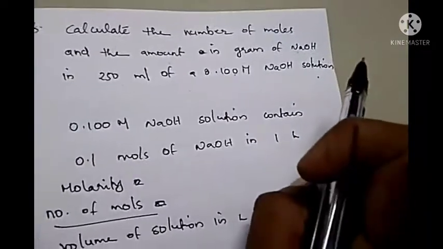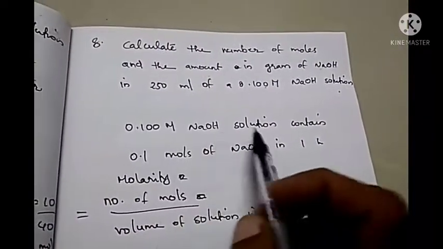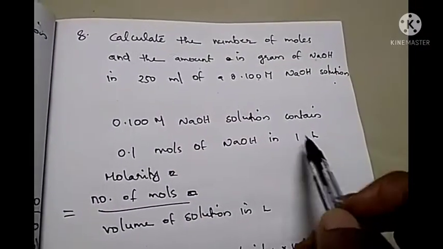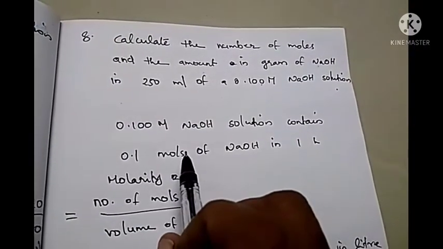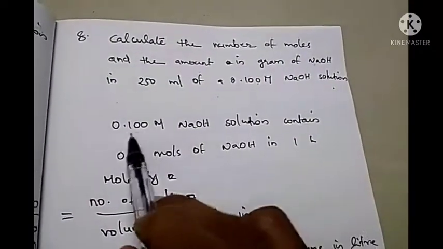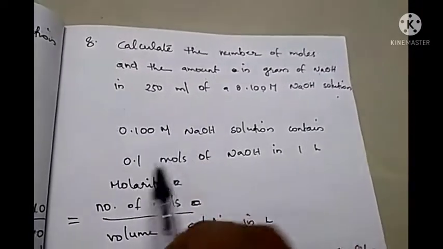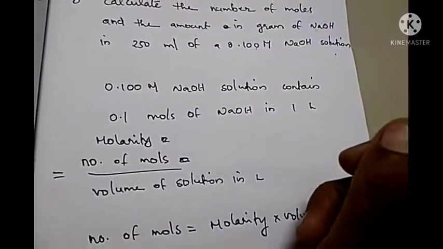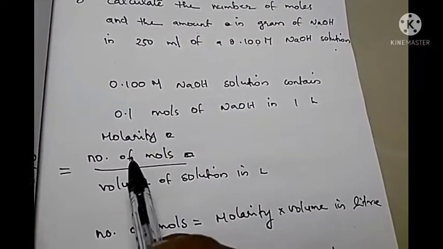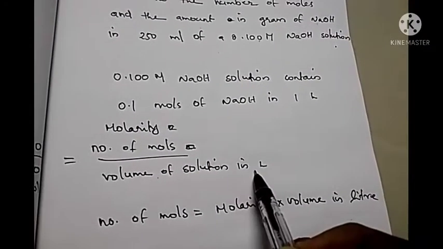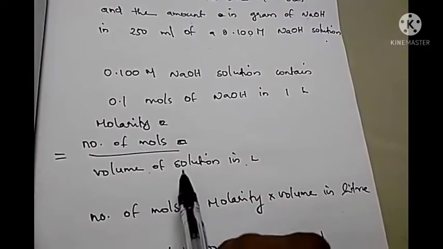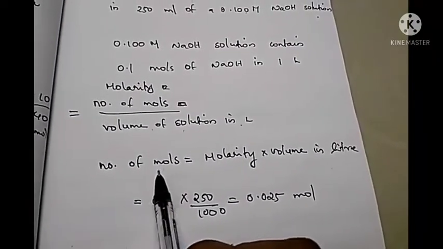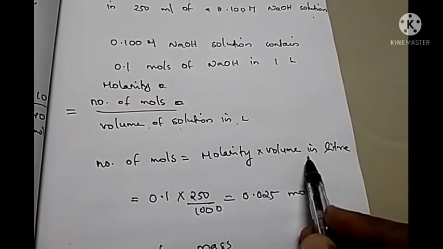Okay, so 0.1 molar NaOH solution means 0.1 moles in 1 liter. We know that molarity means number of moles in 1 liter, isn't it? Here it is said that 0.1 molar. That means 0.1 moles of NaOH in 1 liter of the solution. Okay. Now we know that molarity is equal to number of moles divided by volume of solution in liter. Here we are given the molarity and volume. From this we can calculate the number of moles. How can we calculate? Number of moles is equal to molarity into volume in liter.